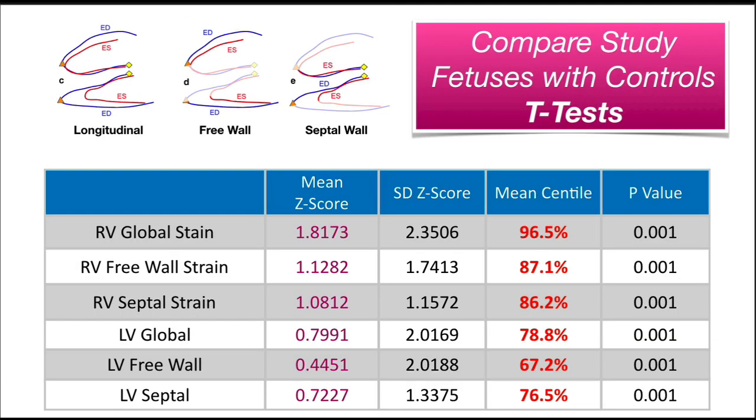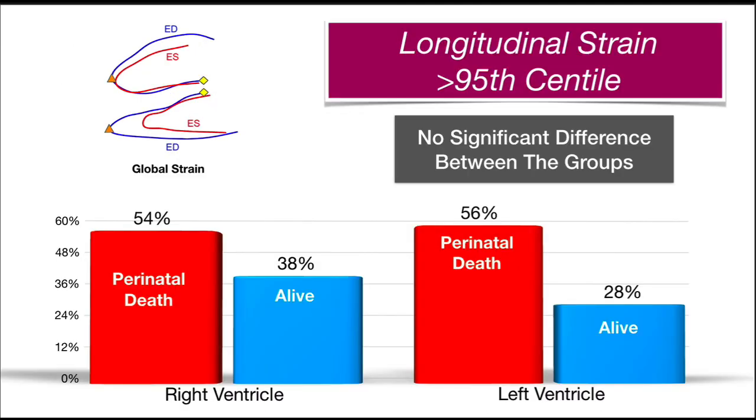This represents the endocardial strain of the entire endocardium as well as the lateral and septal walls. All strain measurements for both chambers were significantly different than the control fetuses, with mean centiles ranging from 67.2% to 96.5%. The graph illustrates the percentage of fetuses with an abnormal longitudinal strain greater than the 95th centile for the right and left ventricles. When comparing those with a perinatal death and those who survived the neonatal period, there was no significant difference between the groups.